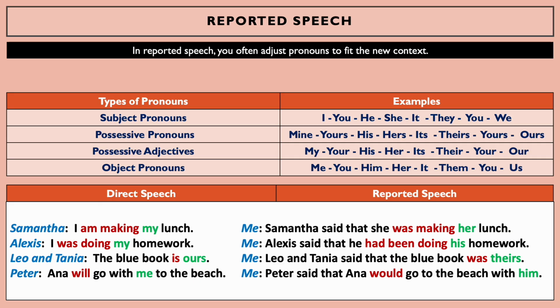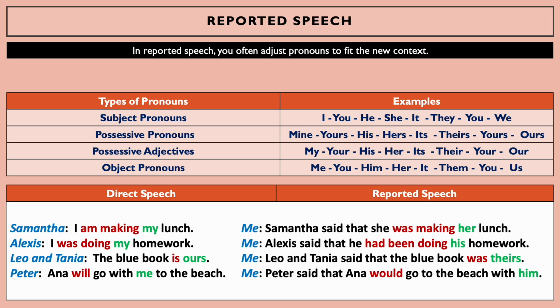In the second sentence, we have Alexis talking, and Alexis says, "I was doing my homework." When you repeat that, you say, "Alexis said that he had been doing his homework." You use his because you're talking about Alexis' homework, not yours. In the third example, we have Leo and Tanya talking, and they said, "The blue book is ours." In this case, when you repeat that conversation, you say, "Leo and Tanya said that the blue book was theirs." You use theirs because you're talking about the possession of two people, Leo and Tanya.